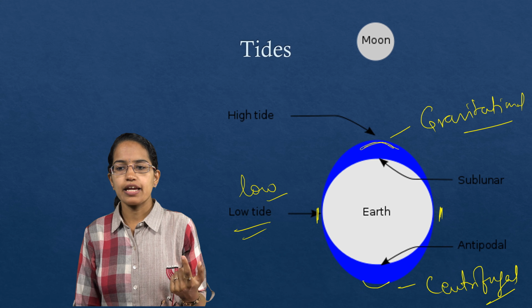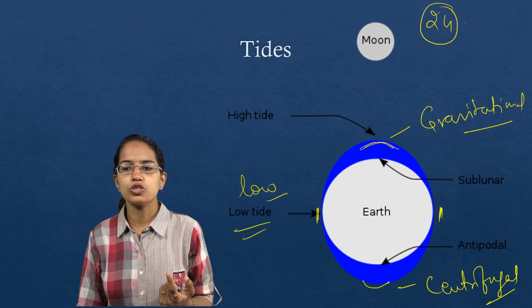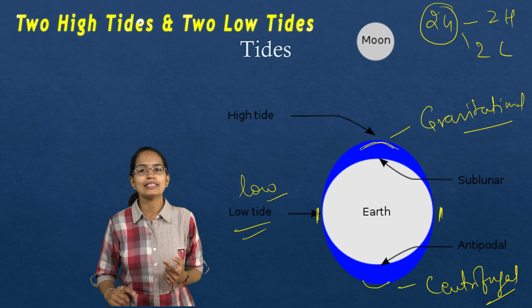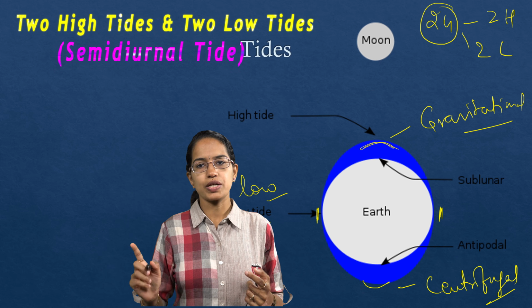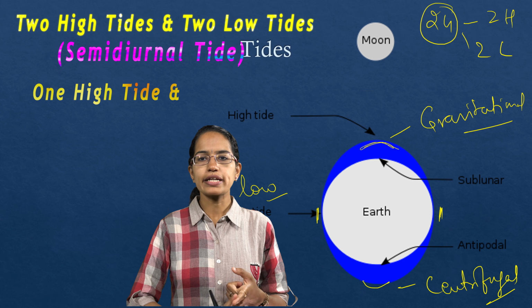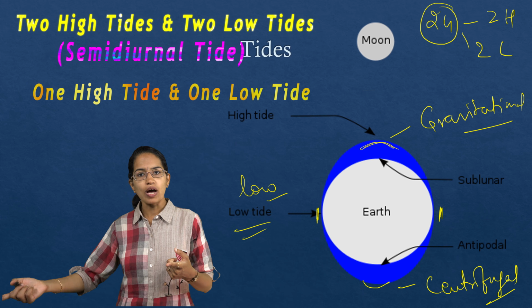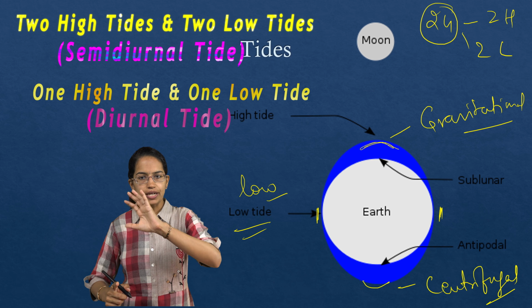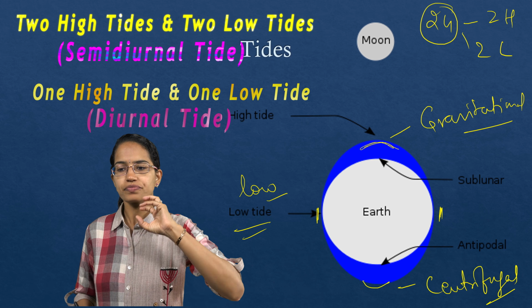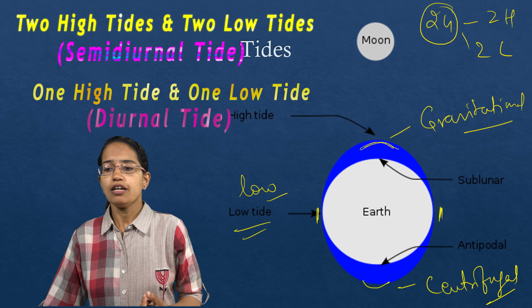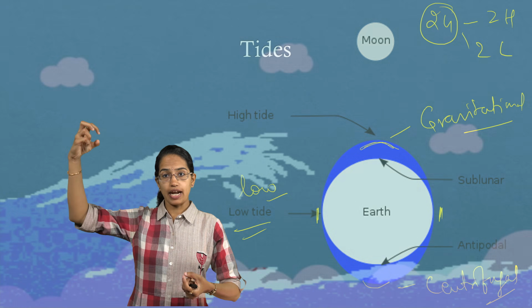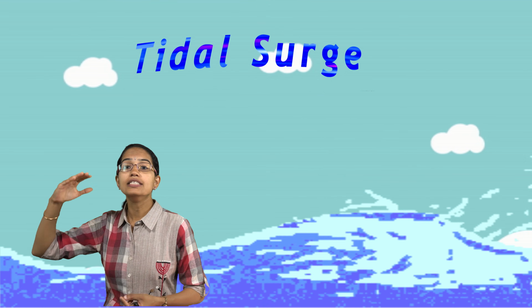So every day in a period of 24 hours, you have 2 high tides and 2 low tides that are witnessed. And this is what is known as the semi-diurnal tides. If you have just one high tide and one low tide, we say it's a diurnal tide. So you have the semi-diurnal tide that is explained. The tide generating forces we have already talked about. Now, sometimes there is a sudden rise in the tide, and this sudden rise is known as a tidal surge.